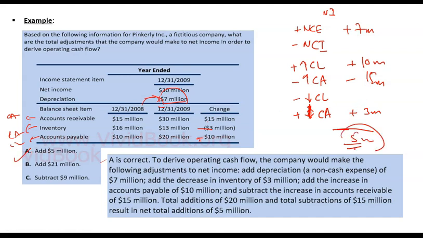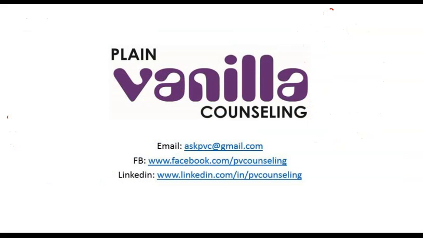That is, you will add 5 million to net income to arrive at the cash flow from operations. So your cash flow from operations will be 30 plus 5, 35. 35 will be your cash flow from operations, and the adjustment figure that you need to arrive at cash flow from operations is 5 million.